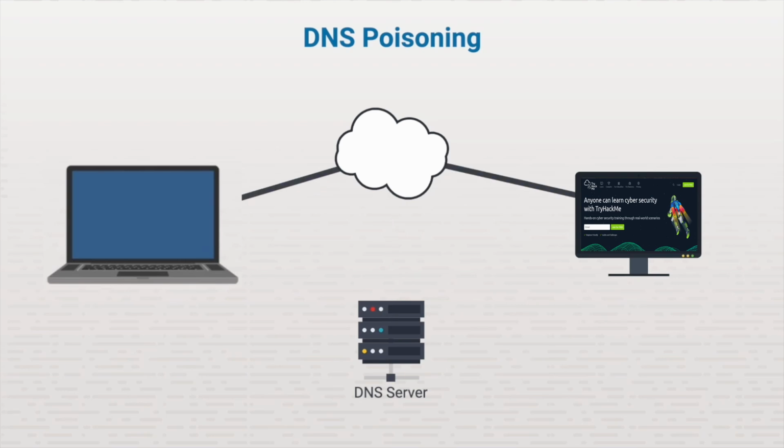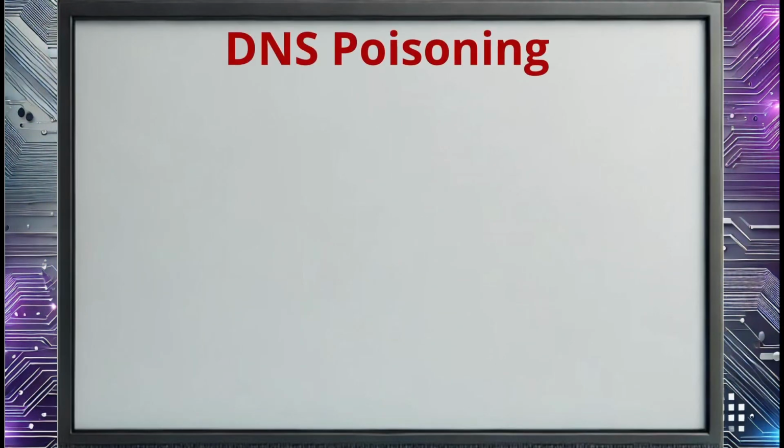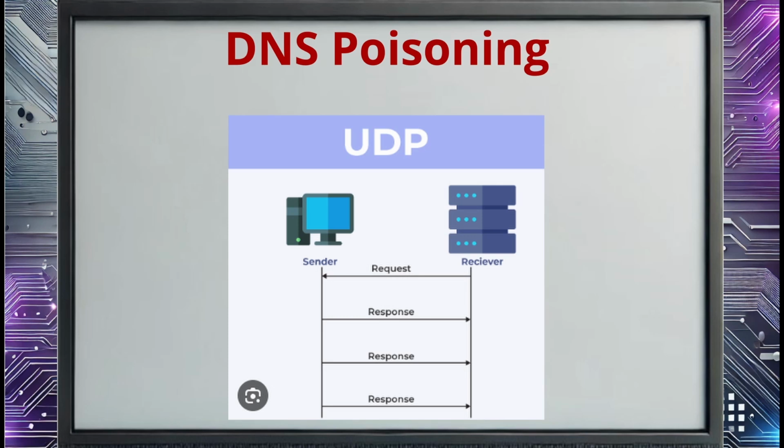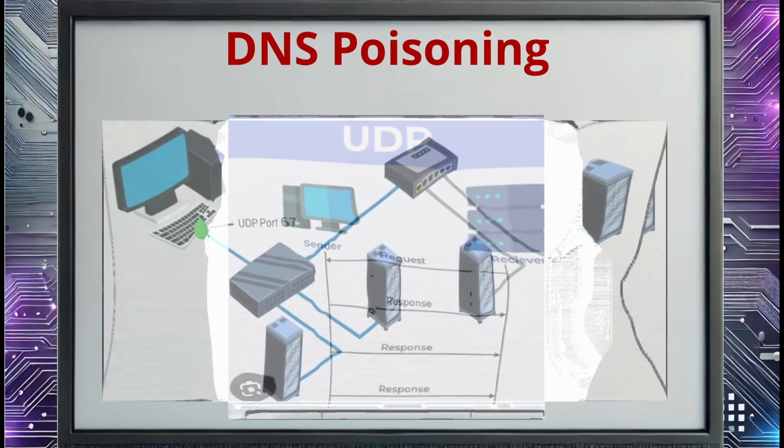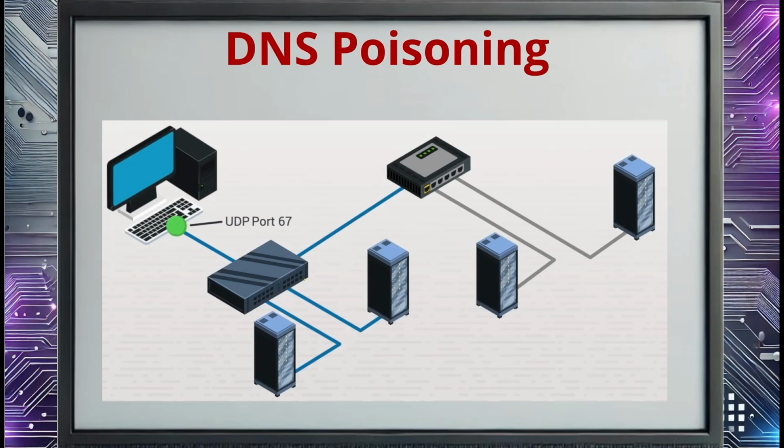But, just like anything, this process can be exploited. There are DNS servers that rely on User Datagram Protocol, or UDP, to process IP address requests. UDP is designed as a connectionless protocol so that it can process requests quickly. This means that it doesn't verify whether requests are valid or if they're received.